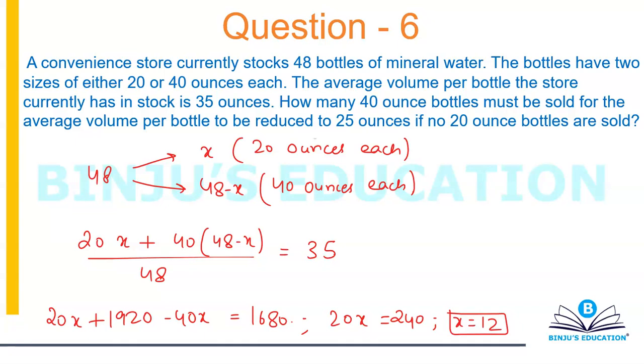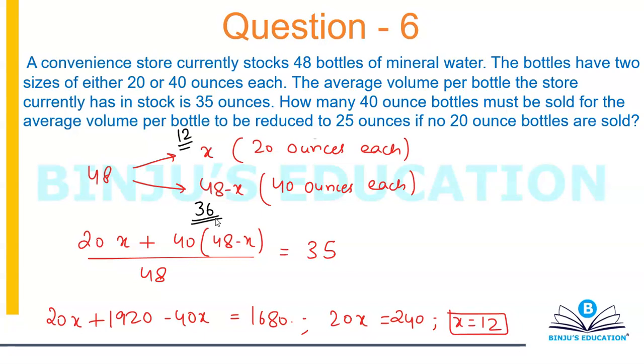Alright, now moving on with the question, it says: how many 40 ounce bottles must be sold for the average volume per bottle to be reduced to 25 ounces if no 20 ounce bottles are sold. Alright, fair enough. Let's see what we can do with this one. I have x equal to 12, that means I have 12 bottles of 20 ounces, and I'm going to have 36 bottles of 40 ounces. How many 40 ounce bottles must be sold for the average volume per bottle to be reduced to 25 ounces?